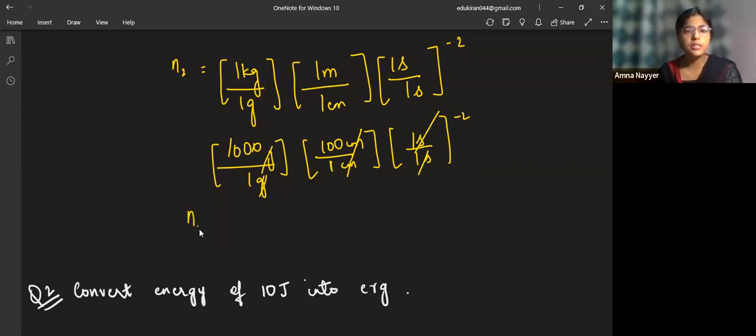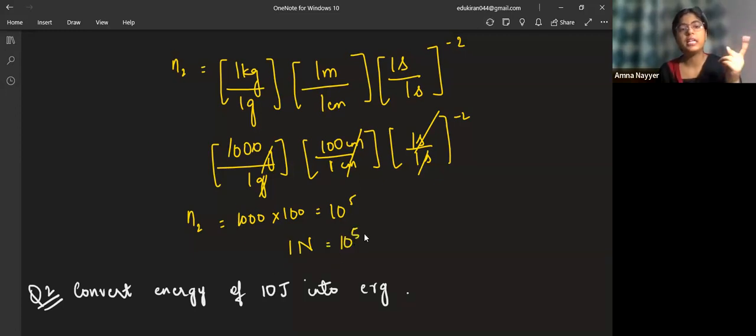So what is left? Look here. 1000 into 100, that is 10 to the power 5. So what was our equation? N1 U1, that is 1 Newton. N1 U1 is equal to N2 U2. What is N2? 10 to the power 5. U2 is dyne. So N1 U1 is equal to N2 U2. We have finally obtained this, right?